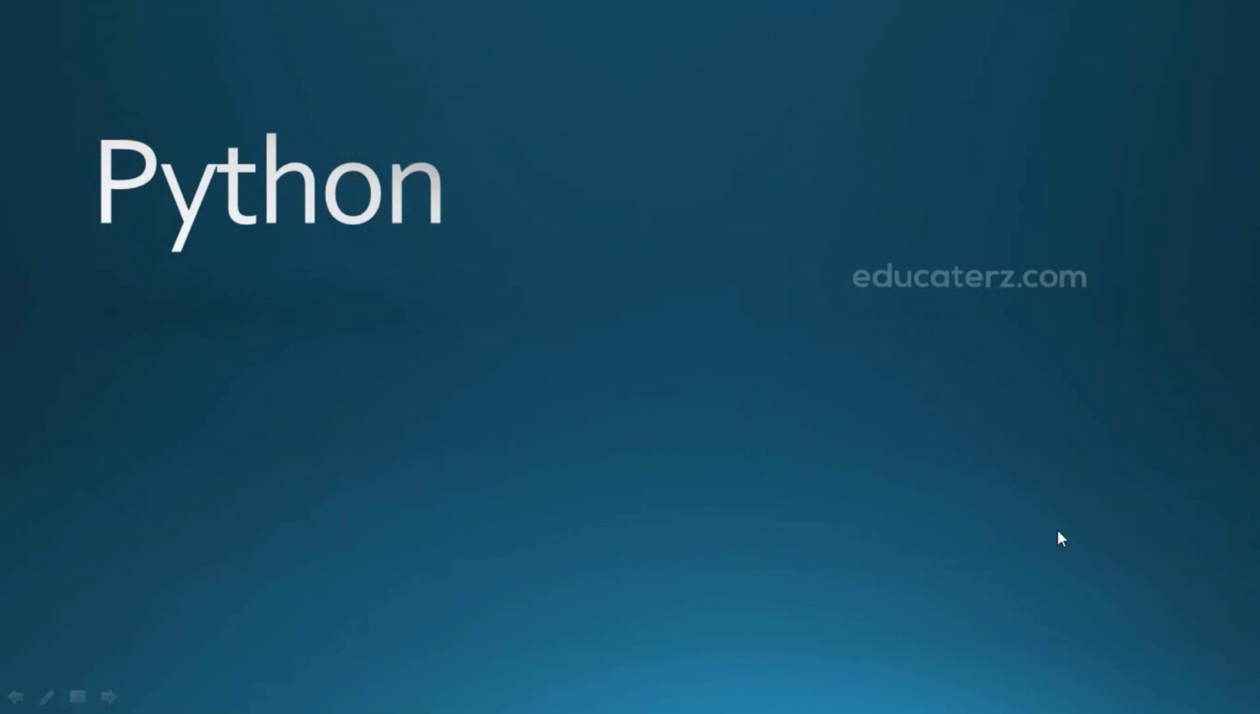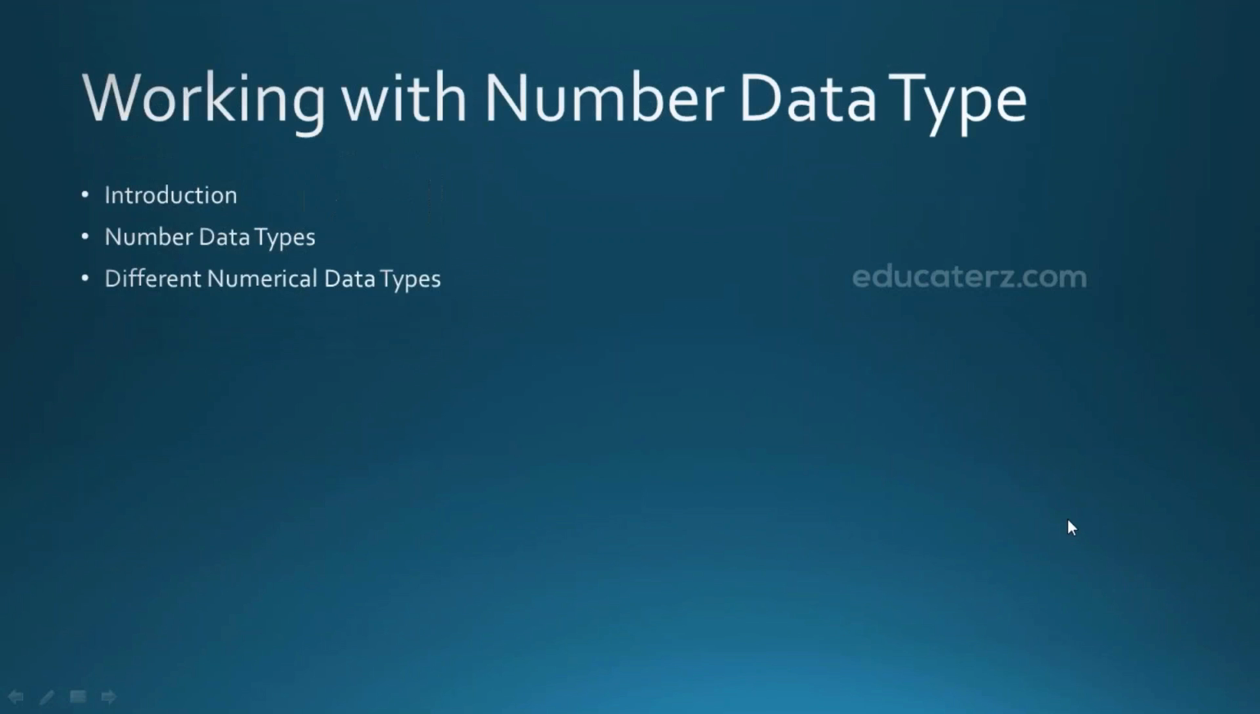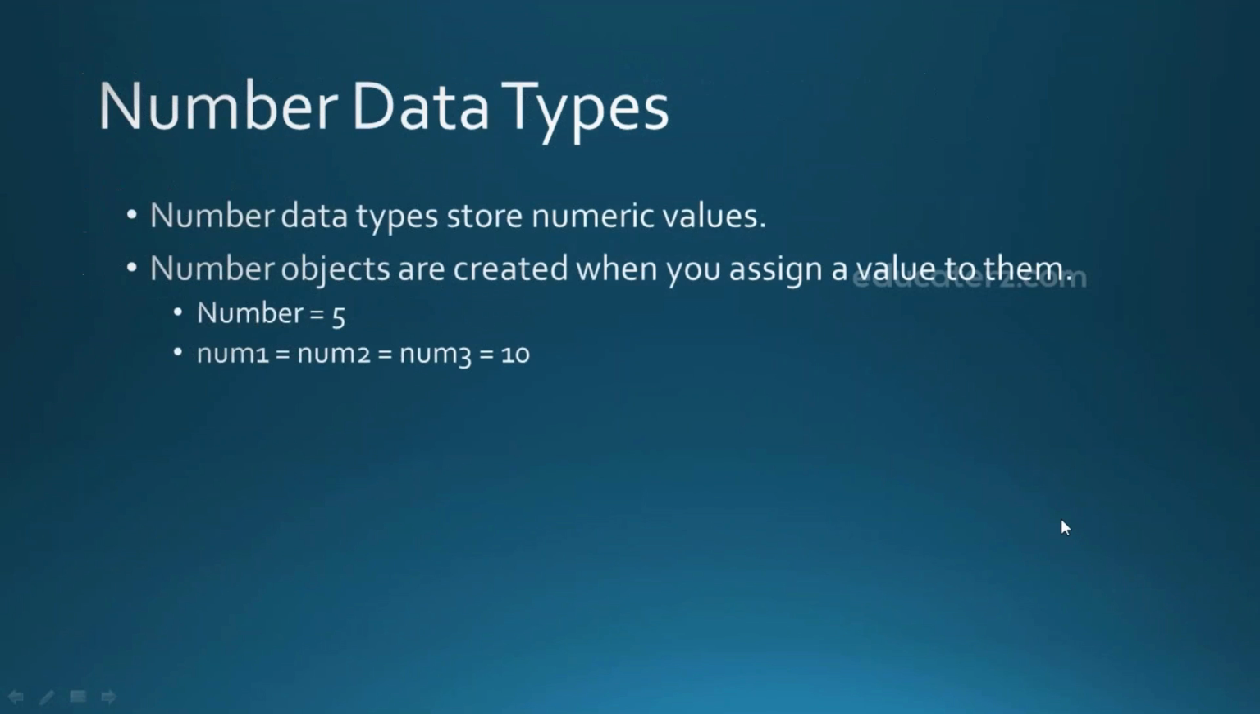This video is about number data types. In this video, we will discuss working with number data types and the different types of numerical data types available in Python. Number data types are nothing but those which store numerical values. There are different types of numerical values which can be taken as an input from the user or from your program or from other sets of programs.